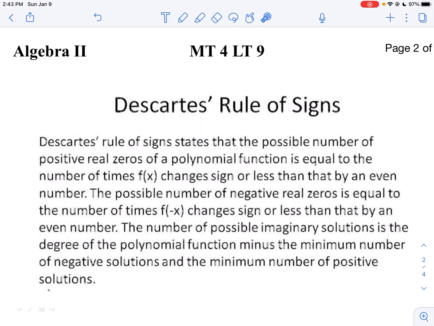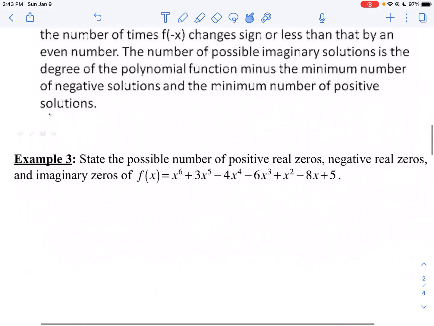And for the number of negative roots, I'll count the number of negative sign changes, or less than that by an even number of roots. It sounds pretty complicated, but actually it's a pretty simple process. So let's take a look at example 3 here.